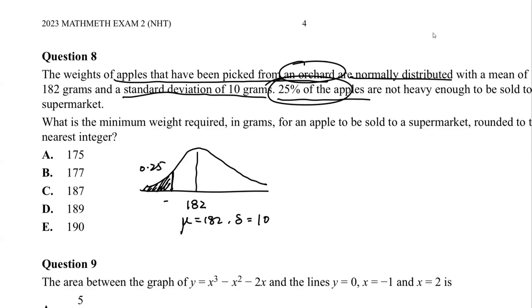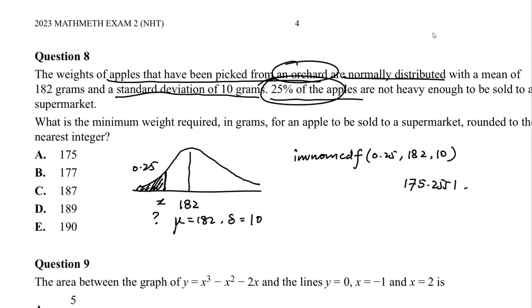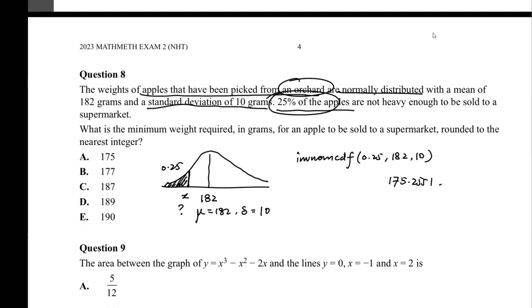So we can actually find this little x using inverse norm CDF. You can use your CAS, inverse norm CDF. The area is 0.25, mean value 182, and the standard deviation is 10. So you should get the boundary 175.551. Rounded to the nearest integer, that would be 175, okay? This is definitely closer to 175 rather than 177. That's why we choose A.